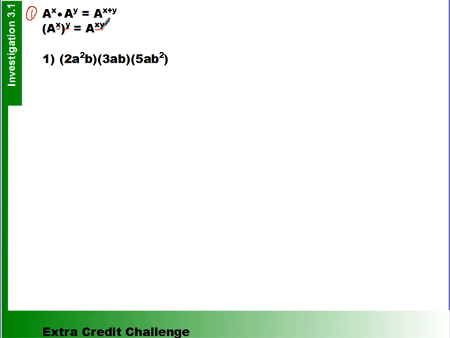So if I have, let's say, 5 to the third squared, what's another way of writing 5 to the third squared? And I'm looking for exponential notation.